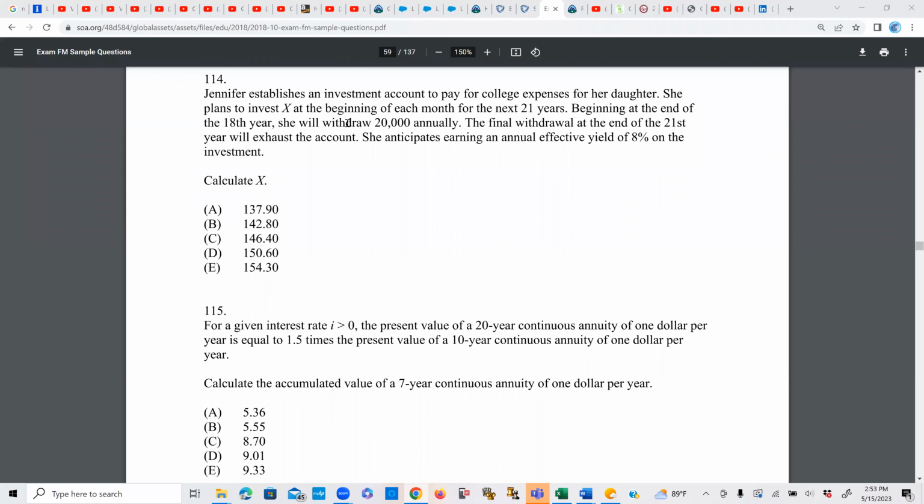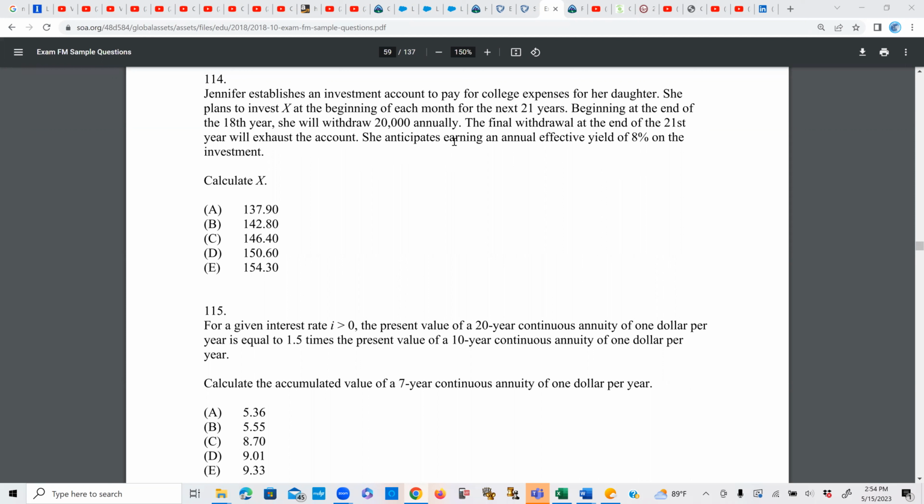Jennifer establishes an investment account to pay for college for her daughter. She plans to invest X at the beginning of each month for the next 21 years. Beginning at the end of the 18th year, she will withdraw 20,000 annually. The final withdrawal at the end of the 21st year will exhaust the account.